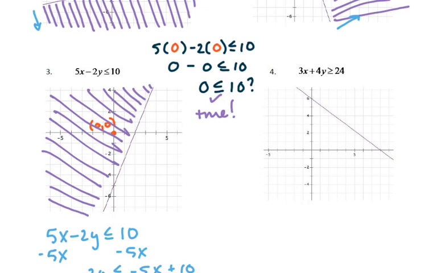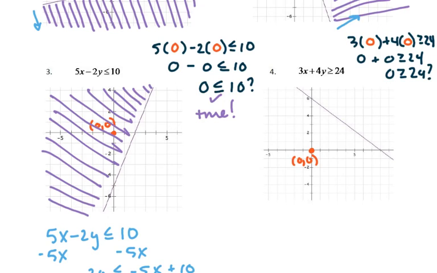All right, over here, let's try plugging in. Our test point is 0, 0. So we would have 3 times 0 plus 4 times 0 greater than or equal to 24. Again, this is why we like 0, because that's pretty easy to figure out. And then, is 0 greater than or equal to 24? No, it is not. So that's false. So we do not need to include that as part of the solution. We need to include the other side.